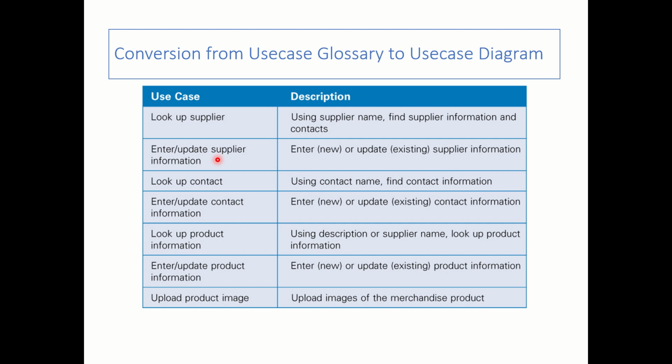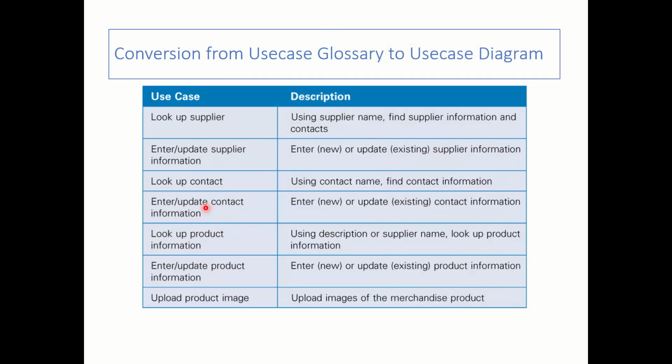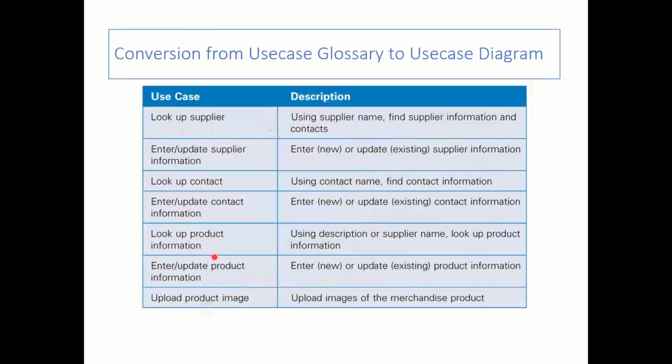Enter and update, so you are entering into more details. Maybe at the lookup contact itself, I need to look up the contact and then enter or update the contact. Look up the product and then enter or update the product information. Then I need to update the product image. Then a small description related to all of those will be given to you. This is nothing but how you change your use case glossary to a use case diagram itself. When you have this description, it is very easy, because you already know the various use cases which are available here. So here is the client abstract one which is given to you, and here is the one given to you in a very detailed format.